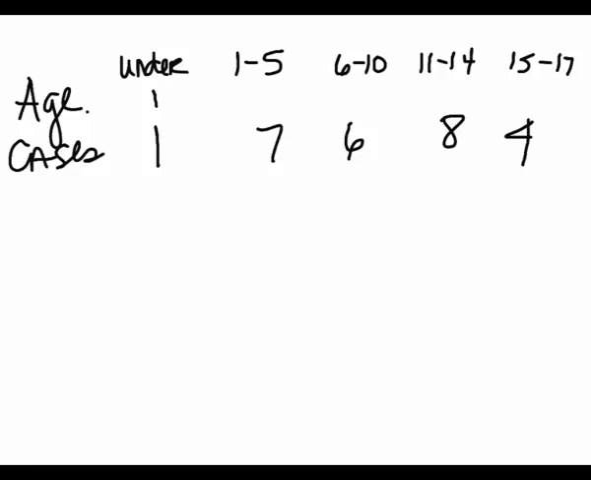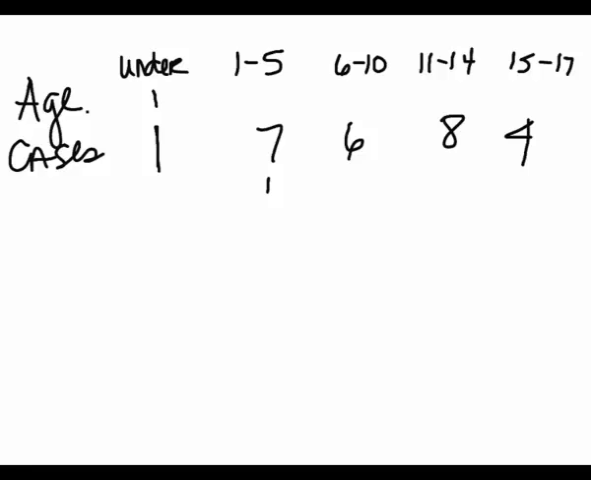Okay, let's say a social worker has a caseload, and she's dealing with children under 1 year old. She only has 1 of those cases. With children between 1 and 5 years old, she has 7 of those cases. Ages 6 to 10, she has 6. Ages 11 through 14, she has 8. And ages 15 to 17, she has 4 cases.